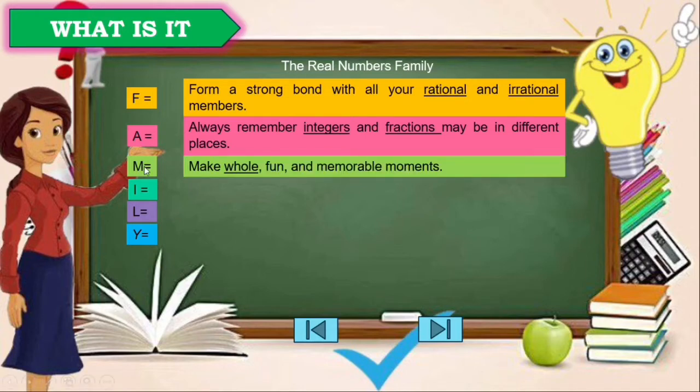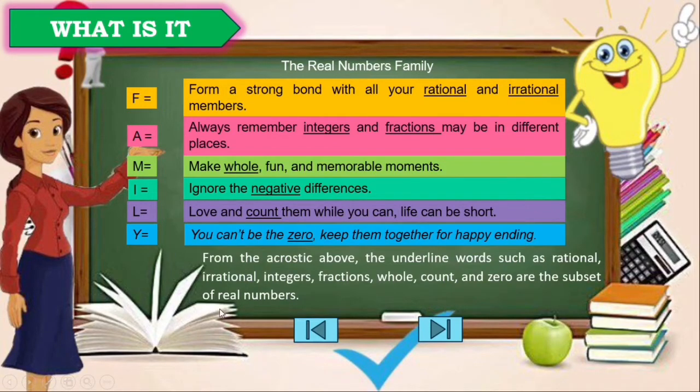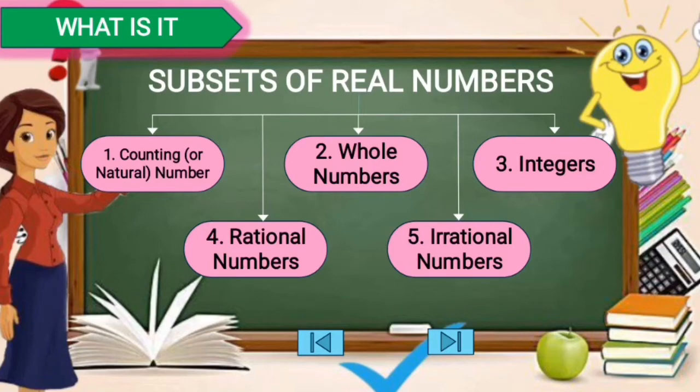Letter M. Make whole, fun, and memorable moments. Letter I. Ignore the negative differences. Letter L. Love and count them while you can. Life can be short. Letter Y. You can't be the zero. Keep them together for a happy ending. From the acrostic above, the underlined words such as rational, irrational, integers, fractions, whole, count, and zero are the subsets of real numbers. Let us discuss it one by one.